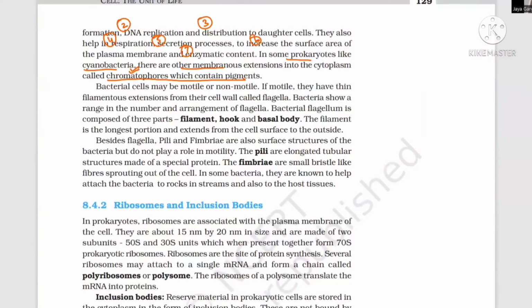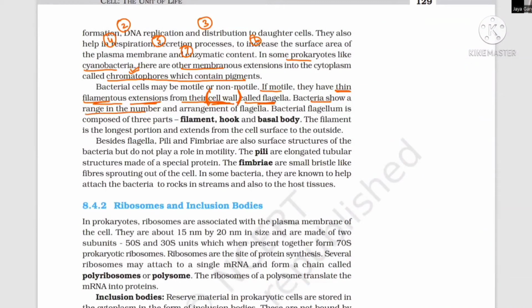Bacteria can be motile or non-motile. If motile, they have very thin filamentous extensions from their cell wall, called flagella. Bacteria show a range in the number and arrangement of flagella. If there is one flagellum, you see monotrichous.